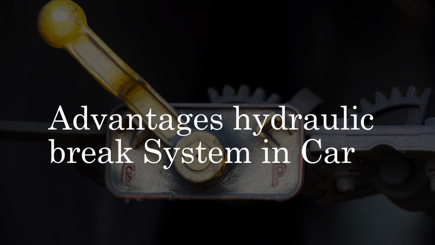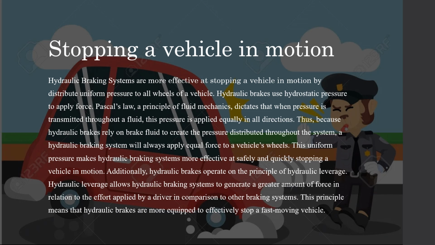Advantages of the hydraulic brake system in a car. The first advantage of this hydraulic brake system is stopping a vehicle in motion. As we know, hydraulic brake systems are more effective at stopping a vehicle in motion by distributing uniform pressure to all wheels of the vehicle. Hydraulic brakes use hydrostatic pressure to apply force.